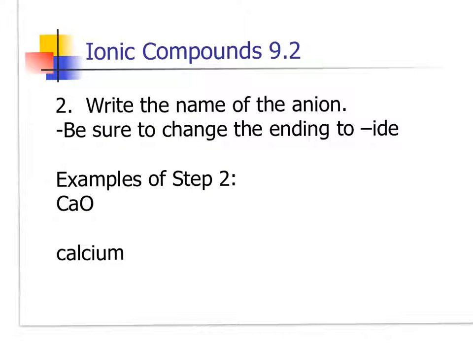The second step is to write the name of the anion. Be sure to change the ending to -ide. So step one is already done for us. It's calcium. Well, step two has us writing oxide. And that's it. You have calcium oxide, which is CaO.